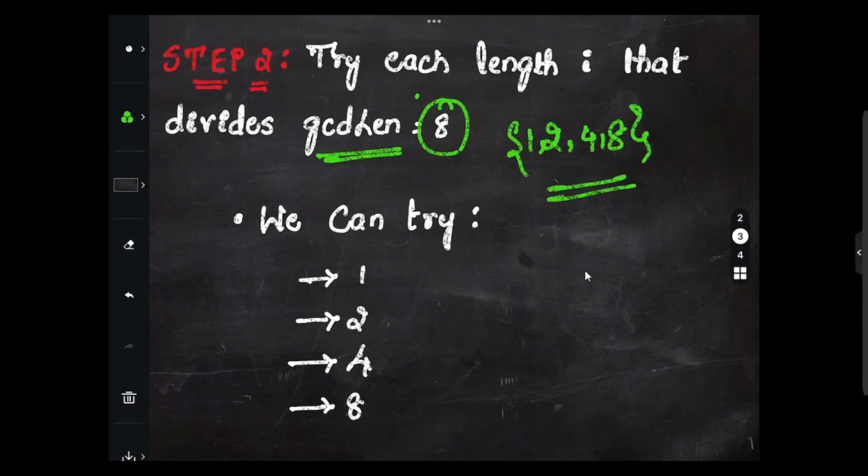So what we are doing here, again I'm telling, is trying each length I that divides the GCD length. The GCD length equals 8 here, so in this case we can consider 1, 2, 4, 8. So let's go with the first step here.